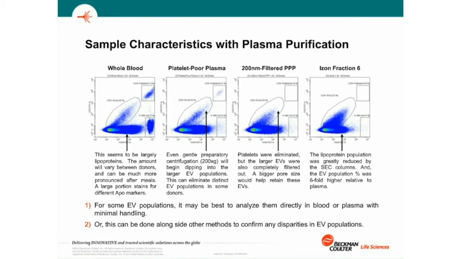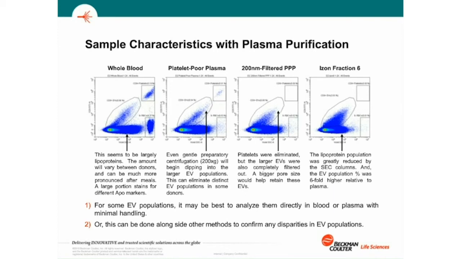In the purification process for platelet-poor plasma, this demonstrates that even gentle preparatory centrifugation, such as a 200 times G centrifugation, not only starts separating out the platelets and RBCs, but starts dipping down into the extracellular vesicle population. So if one of your populations of interest is somewhere in the 200 to 500 nanometer range, depending on how you prepare the samples, you may be eliminating this population. Furthermore, at the point of 200 nanometer filtration, this population gets completely eliminated. So it might be something to consider, and if you're looking at that population, use a larger pore size.